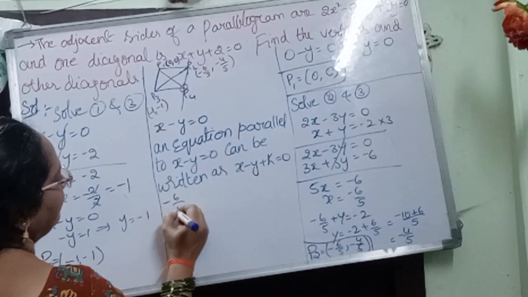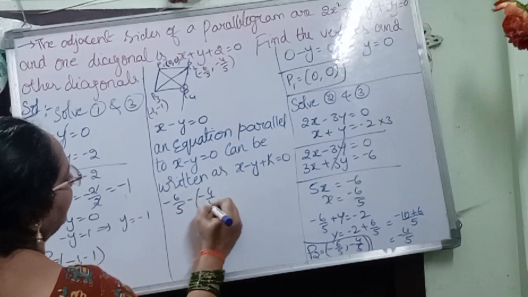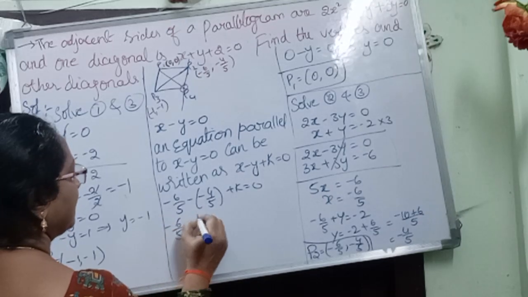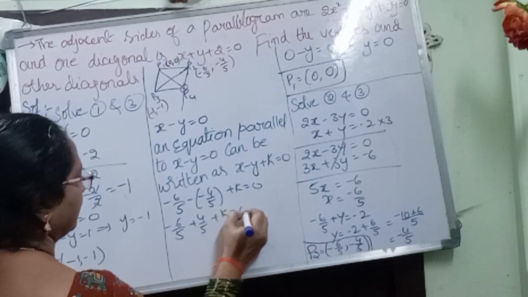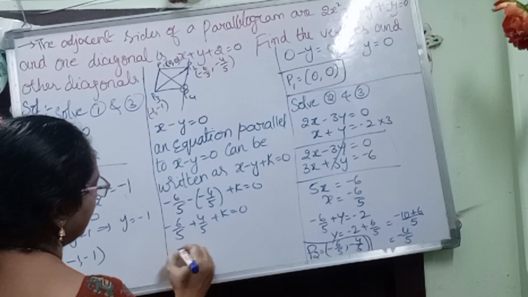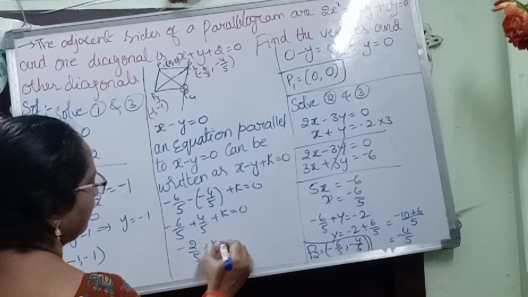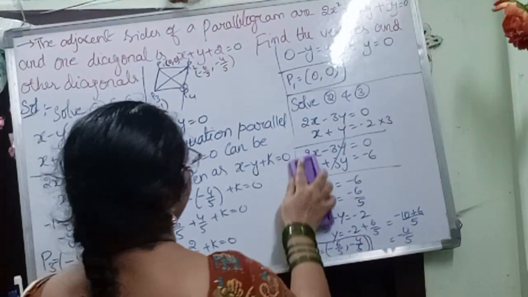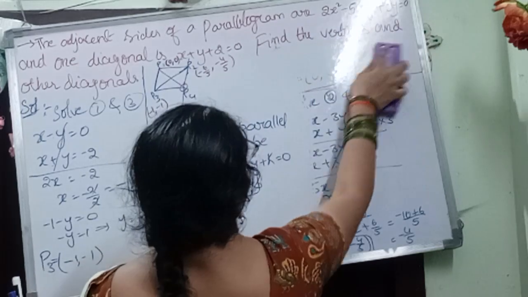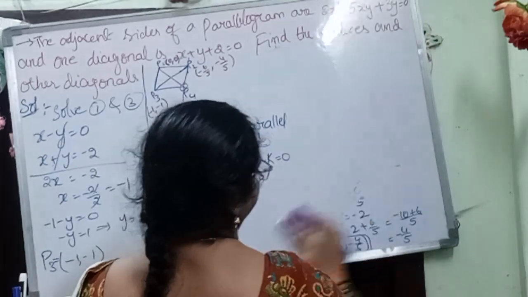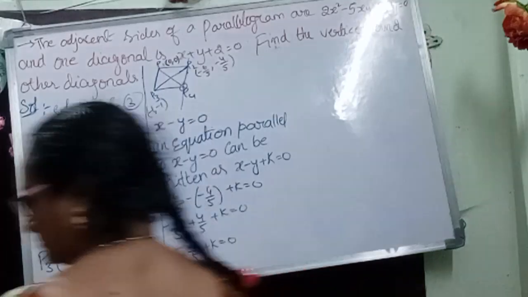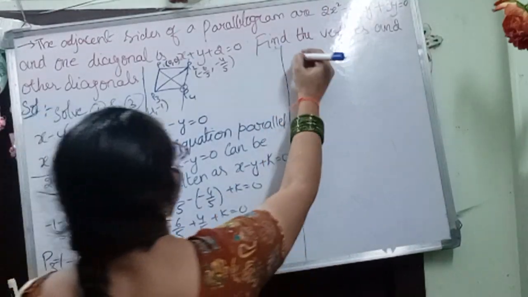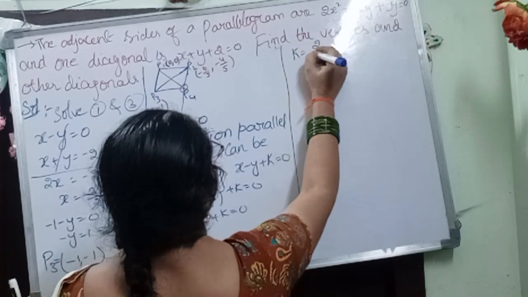So minus 6 by 5 minus of minus 4 by 5 plus k equal to 0. So minus 6 by 5 plus 4 by 5 plus k equal to 0. What will we get? Minus 2 by 5 plus k equal to 0. So what k will you get? 2 by 5.